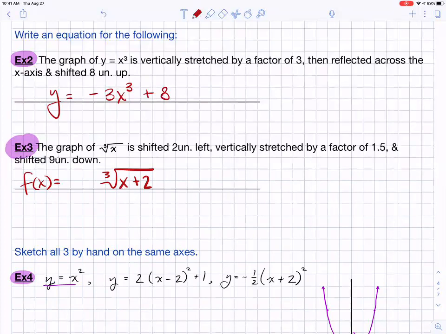All right, let's read the next phrase. Vertically stretched, let's stop right there. This is vertical, so where does it have to go? Somewhere outside the parent. And a vertical stretch, what kind of operation does vertical stretching always use? Multiplying, so where am I going to throw it? In front of my cube root. And then the last piece says shifted 9 units down. Minus 9 on the outside.